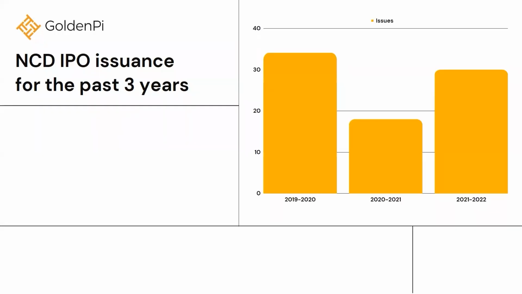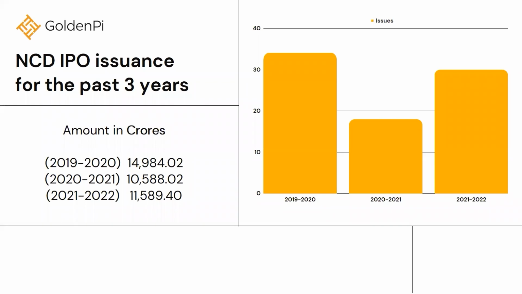In the year 2019-20, there were around 34 NCD IPOs of rated listed NCDs which got issued. Then COVID hit 2020-21. Majority of the businesses were running at a very low level. So there were less number of NCD IPOs. The count was around 18. And in 2021-22, once again, when the market opened up, corporates started raising money via NCD IPOs. And as you can see, the count then increased to around 28.